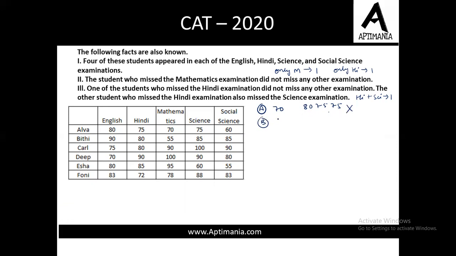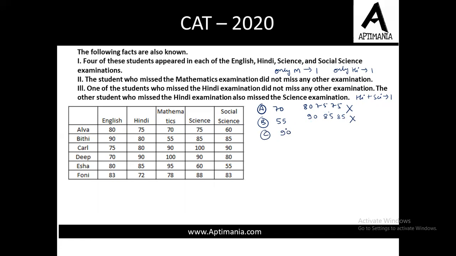So in case of B, the marks in mathematics is 55. Again, if we take three highest marks, so 90, 85 and 85. So again, we cannot get an average of 55 from these three numbers. 55 is the smallest among them, right? This is not possible. Let us move to C, 90.